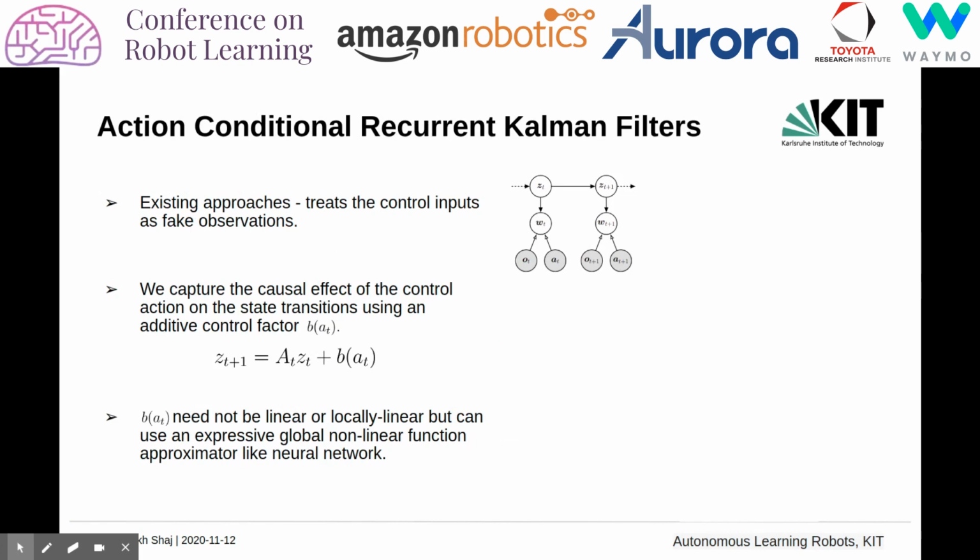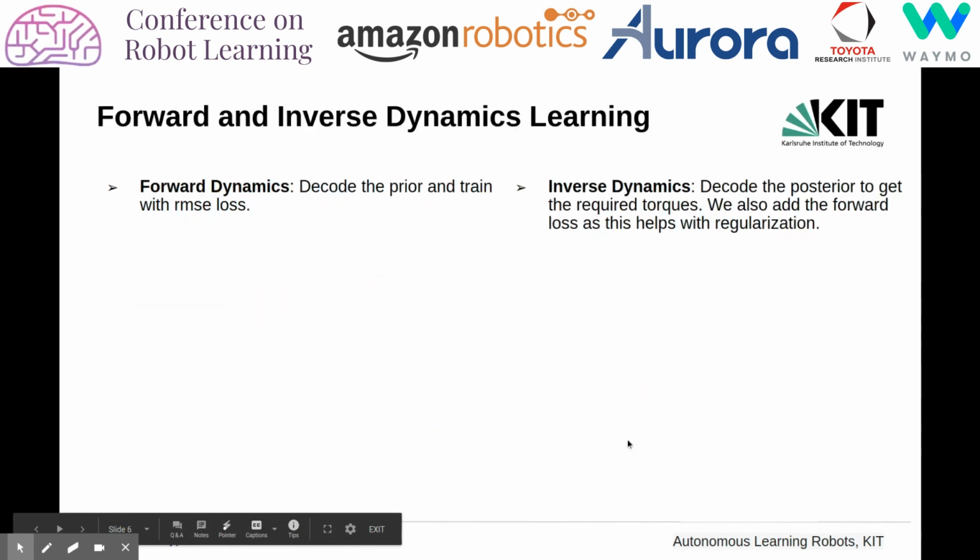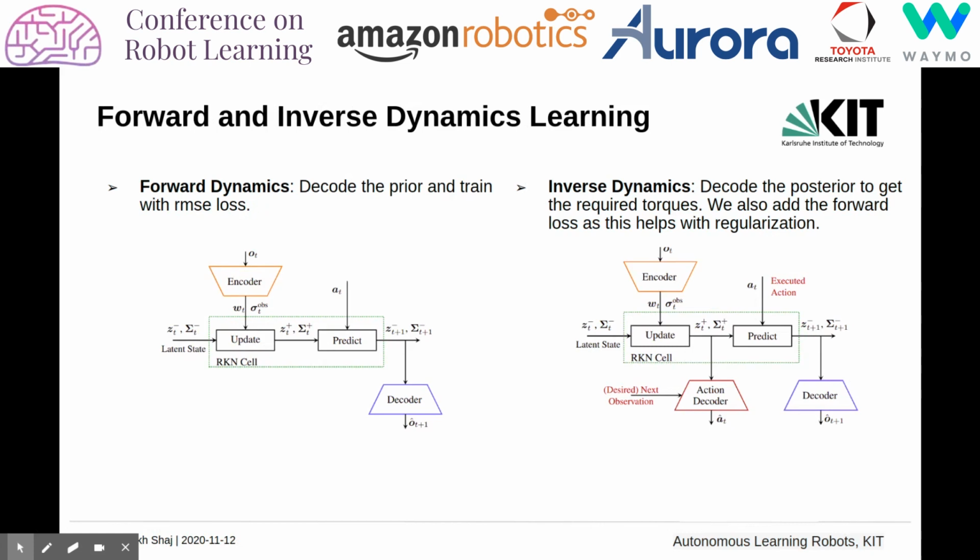Action conditioning is a critical component for learning dynamics, and most existing approaches achieve action conditioning by treating control actions as fake observations, which is not principled. ACRKN, on the other hand, captures the causal effect of the control action on the state transition using an additive control factor called B of a, as shown below. B of a need not be linear or locally linear like the state transition matrix A of t, but can use an expressive global nonlinear function approximator like a neural network. This allows disentangled state and action representation in the RKN cell. We use this for both forward and inverse dynamics learning.